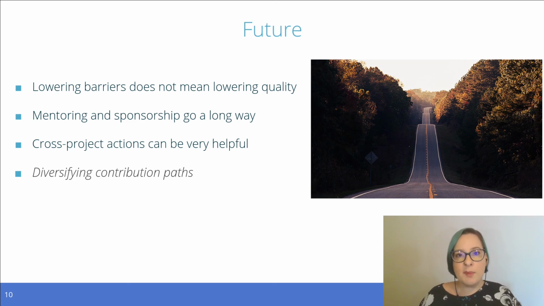Cross-project actions can be very helpful. Imagine how we can scale up these kinds of processes if we are working with multiple projects at a time. One of the ideas that can be helpful is to diversify the contribution paths inside the projects beyond code. This means that we can work on documentation, on community, on websites, but this also can mean outreach, education, and a host of other tasks.